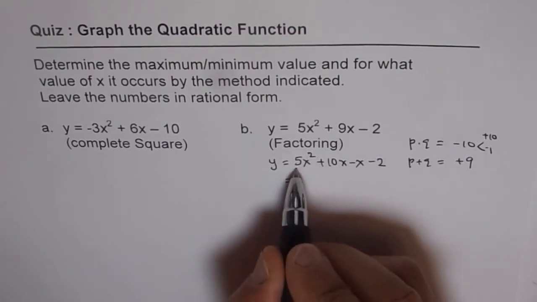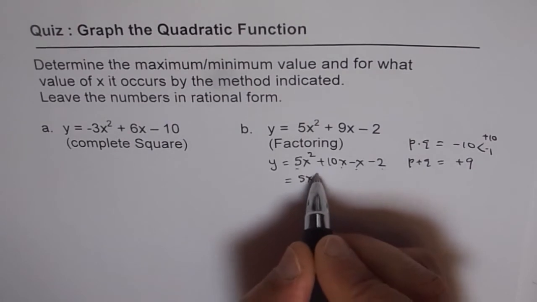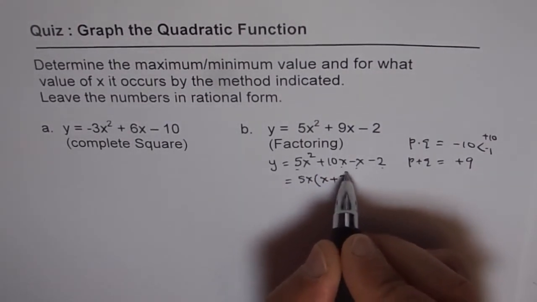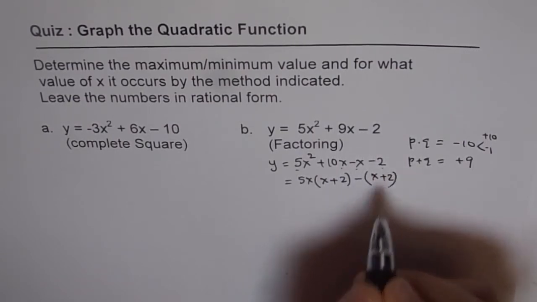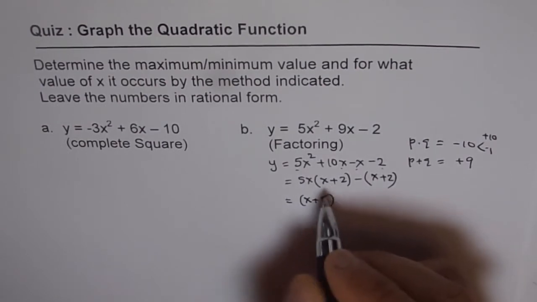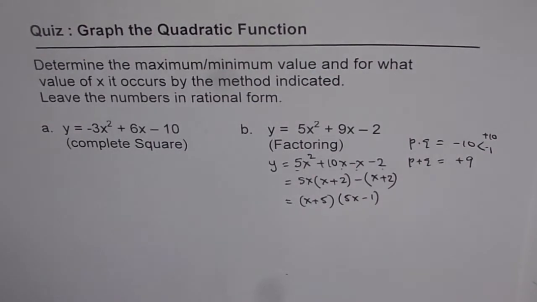Now we can combine these two terms and the other two. So we have 5x common from the first two terms. We get x plus 2. Now here we can take minus 1 common, so we get x plus 2. And now we know x plus 2 is common, and 5x minus 1 is the other factor. So that is how we can factor this.